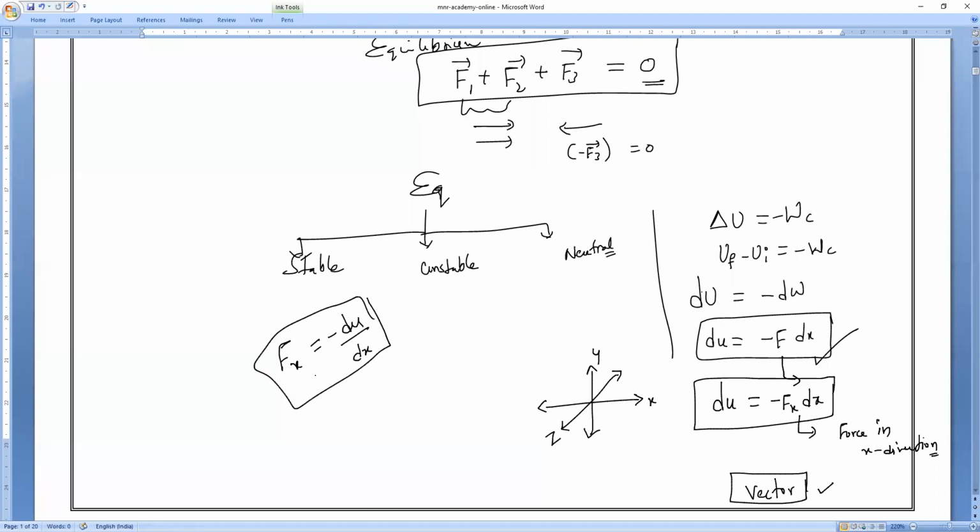From that I will say Fx is equal to minus dU by dx. Will you all agree with me? Everybody, please respond. This is a very important one. So Fx is equal to minus dU by dx. Is it okay, guys? From this, can I write it or not?